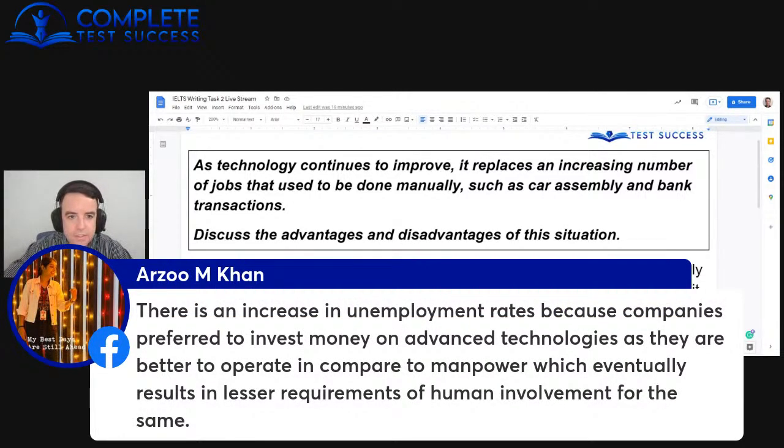There is an increase in unemployment rates because companies prefer to invest money on advanced technologies as they are better to operate in compared to manpower, which eventually results in lesser requirements of human involvement for the same.